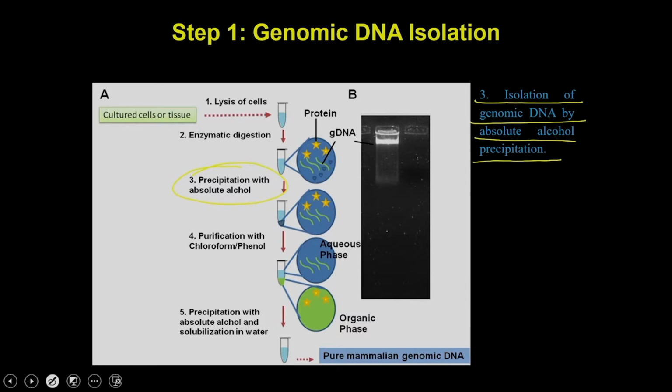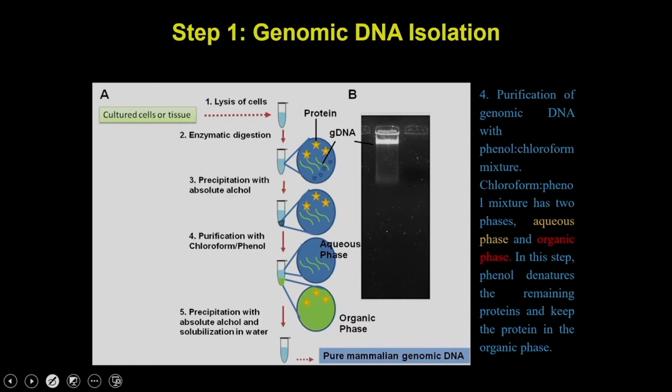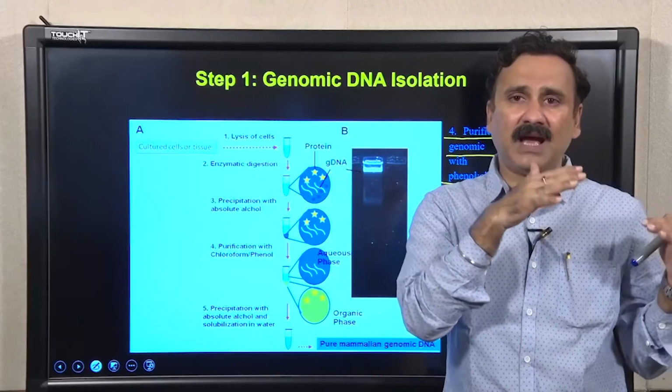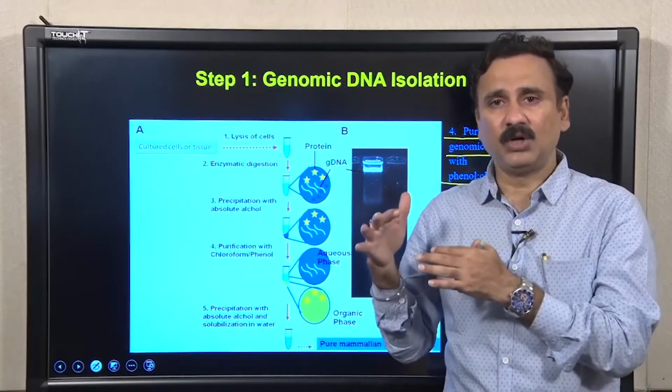What will happen is that the DNA is going to be precipitated, but the DNA is still going to be associated with some impurities like proteins, and that has to be removed. So in the next step, you are going to purify the genomic DNA with the help of the phenol chloroform mixture. The phenol chloroform mixture has two phases. When you add the phenol chloroform mixture to this precipitated DNA, it is going to form two layers. One is called the aqueous layer, and the other is called the organic layer.